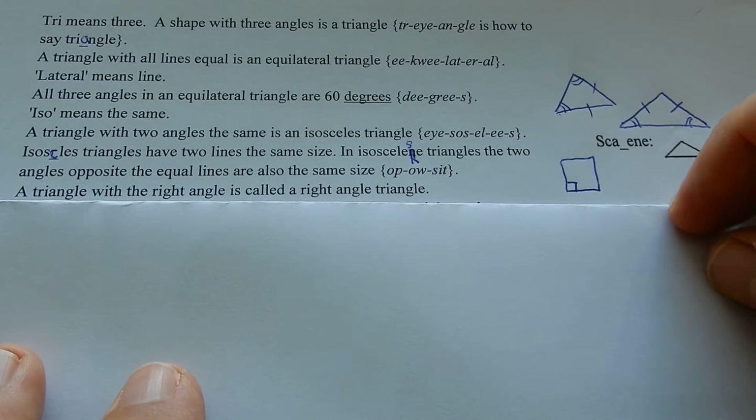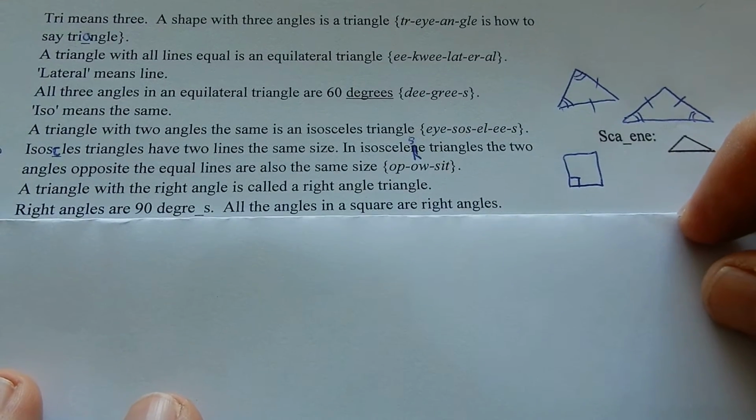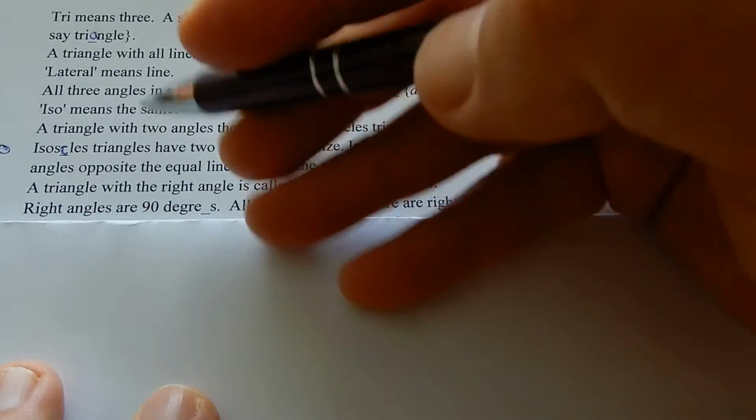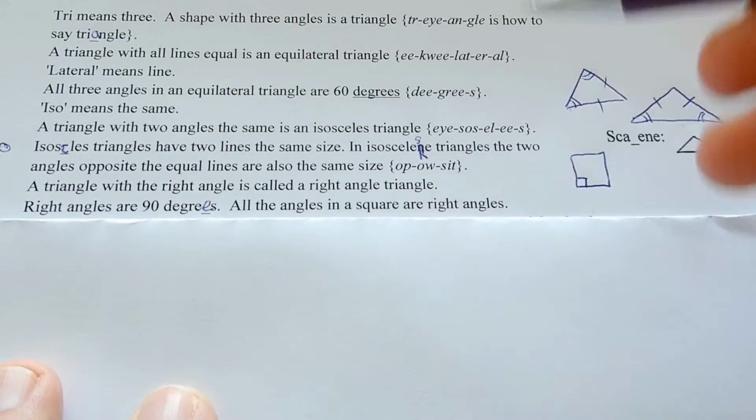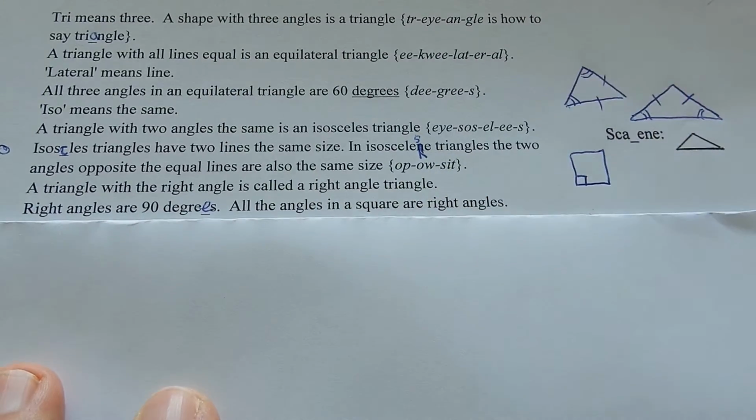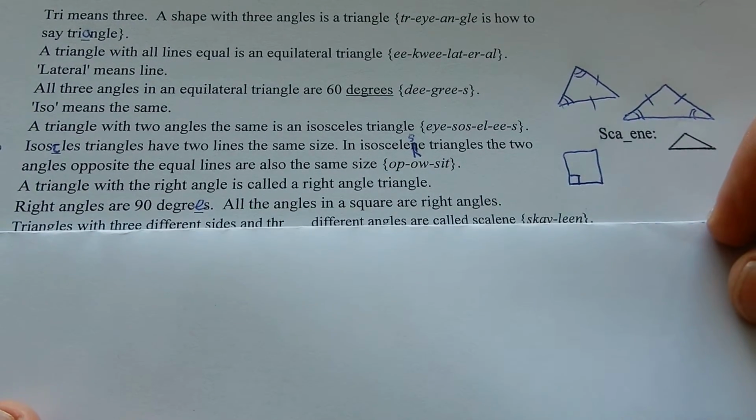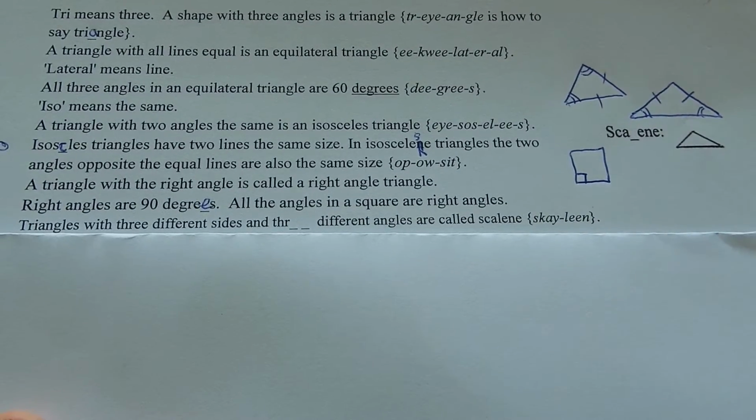All of the squares in your house all have 90-degree right angles on them. Right angles are 90 degrees. All the angles in a square are right angles. They're all right for squares and houses and rectangles.